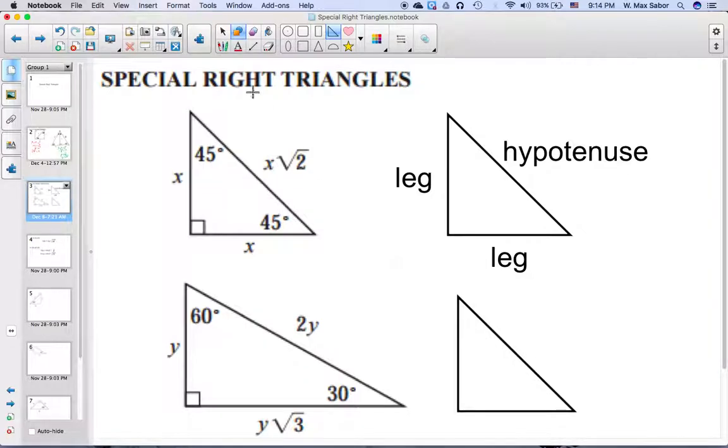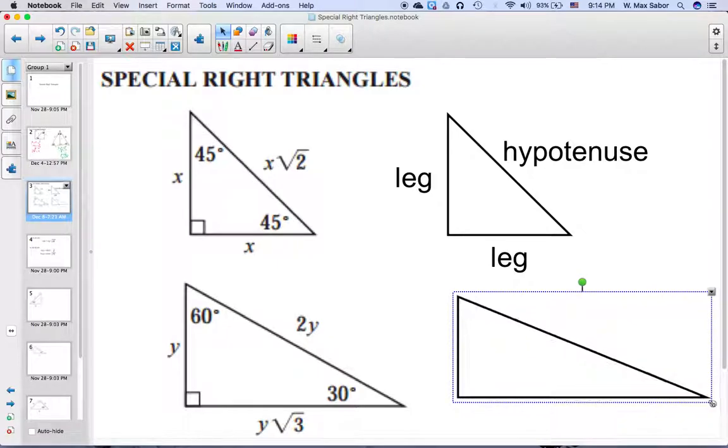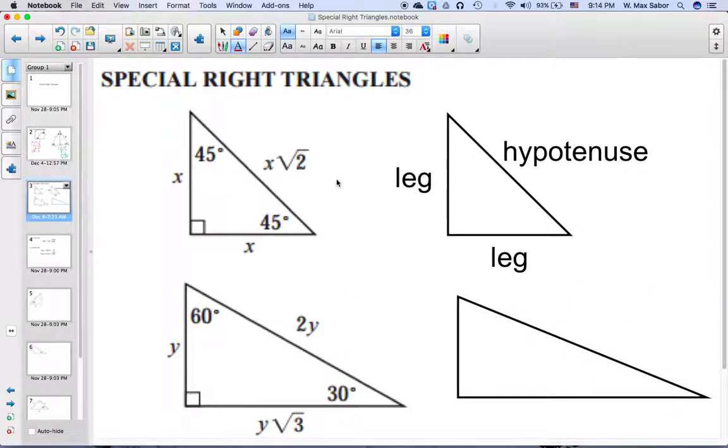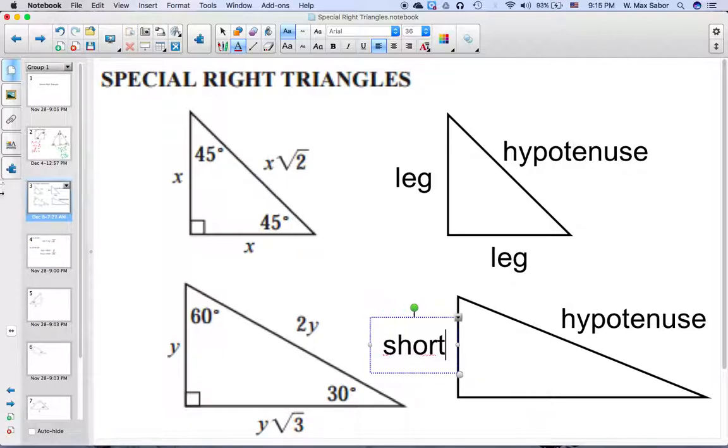Once we have that in our 30, 60, 90 triangle, the hypotenuse is still the side across from the right angle. But you notice that y and y square root of 3 are not the same. So the legs are the same in a 45, 45, 90, but not here. So I want to describe how they're different. One of them I will call the short side, and one I will call the long side.